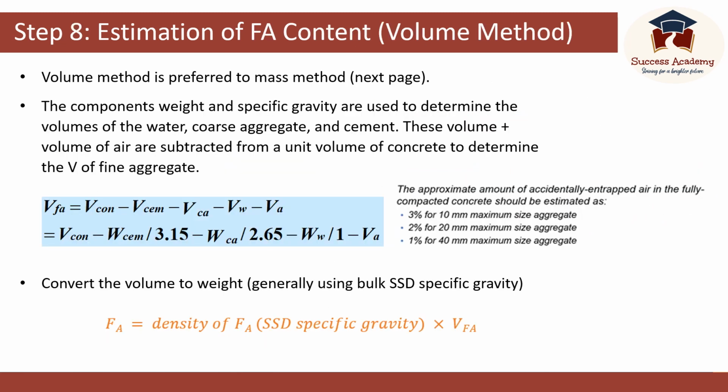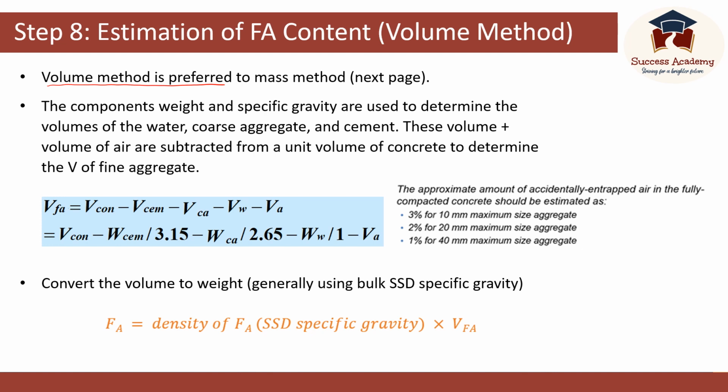Step 8 is estimation of fine aggregate content. There are two methods to do this, the volume method and the mass method. The volume method is the preferred method. In this method, components' weight and specific gravity are used to determine the volume of the water, coarse aggregates, and the cement. These volumes plus the volume of air are subtracted from the unit volume of concrete to determine the volume of fine aggregates. Then we convert this volume to mass.